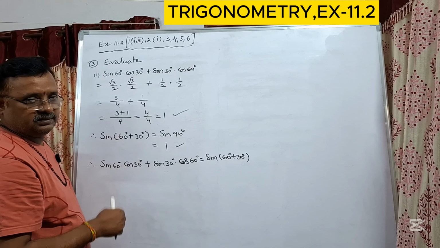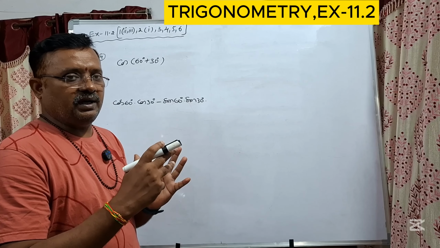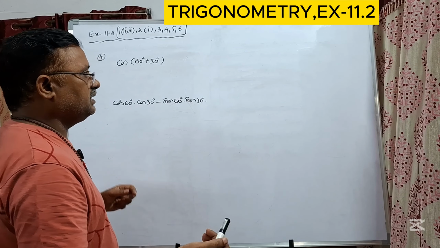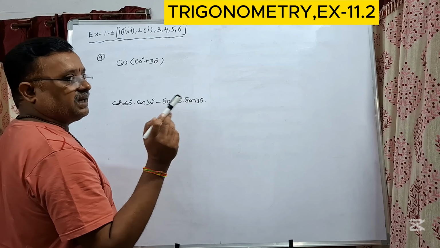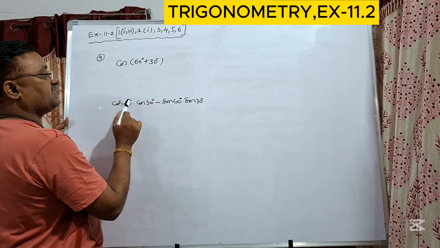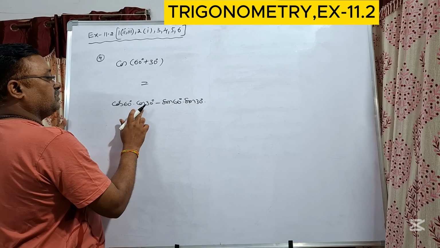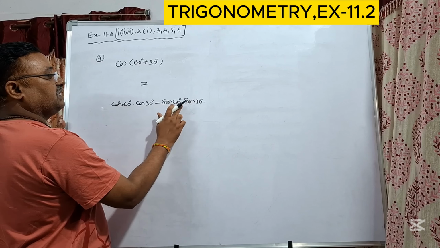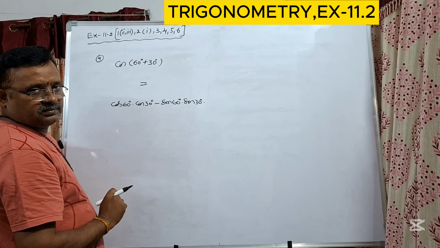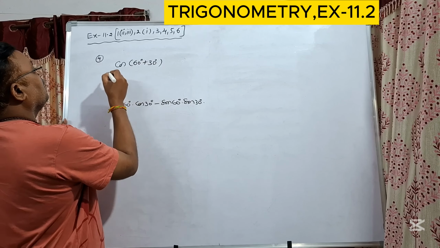Okay, right. Now observe the fourth question. Model same, but the way of asking the question is different. In this question, what they are saying: is it correct to say cos of 60 degrees plus 30 degrees is equal to cos 60 into cos 30 minus sin 60 into sin 30? That one they are asking. How to do? Just simplify them individually.